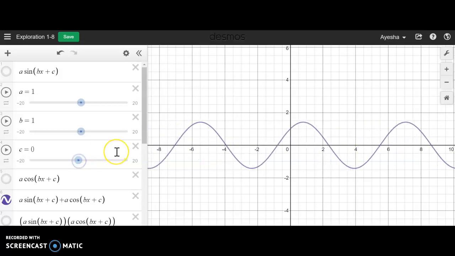So that's an interesting observation that we have, looking at h of x, the addition of a sine bx plus c and a cosine bx plus c, and what changing these values does to the graph.